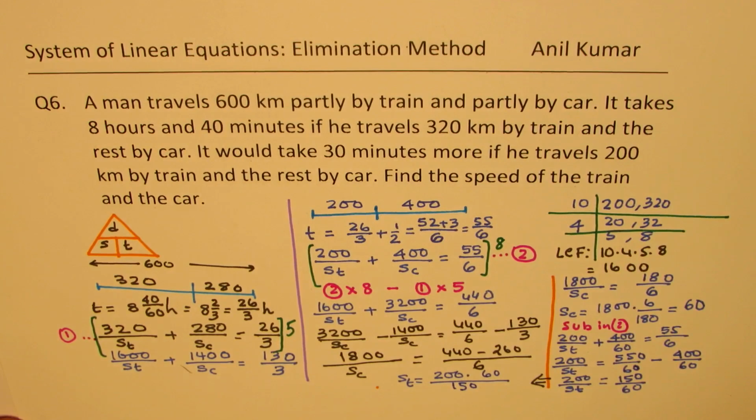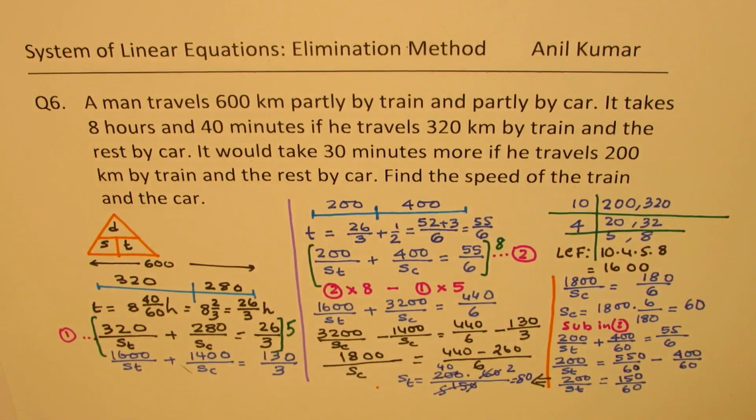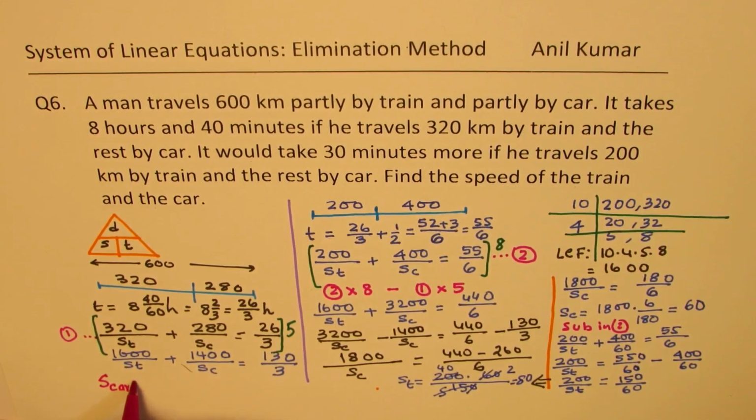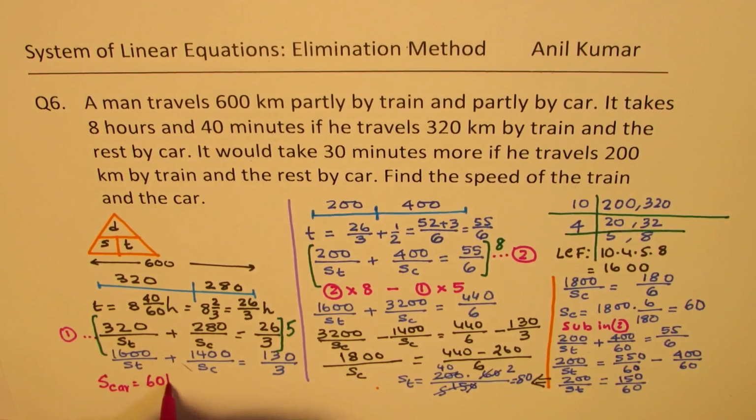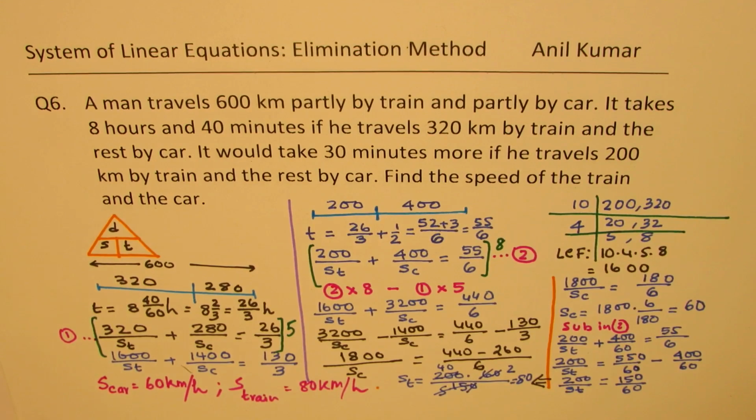150. Clear? So you can now simplify, cancelling zeros, and both can be divided by 3 and 5. Correct? So by 3 we get 2, and 3 times 5, and 5 goes 40 times. 40 times 2 is 80. Is that clear to you? Right? So we get our answer, and that is the speed of car is 60 kilometers per hour, and speed of train, which we say ST, is 80 kilometers per hour.